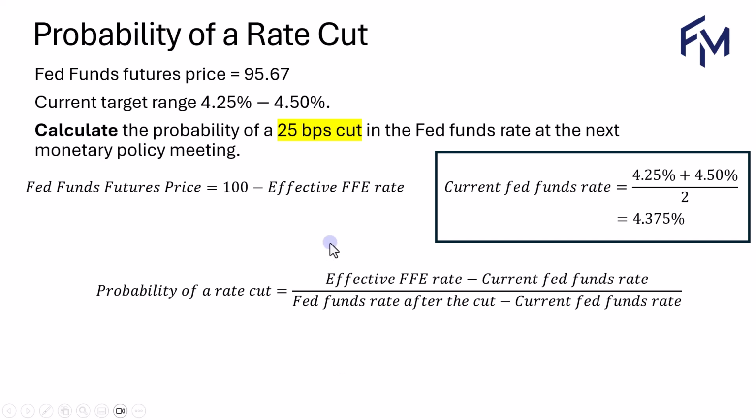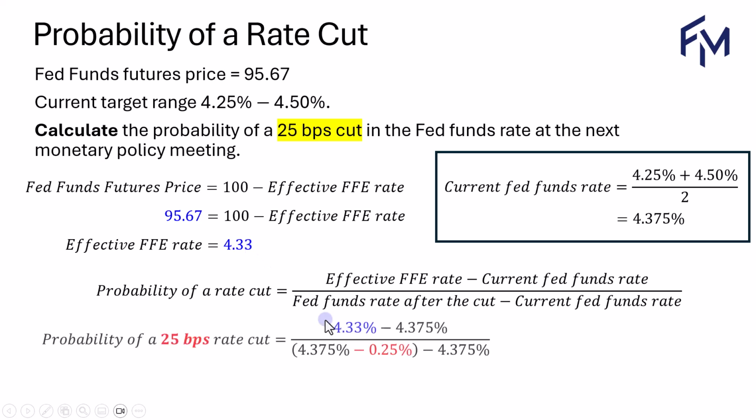Now, what if we're looking for a 25 basis point cut and the Fed funds futures price is 95.67? So now we're going to repeat the same process. We'll get the effective Fed funds rate implied in the futures price. So that's 95.67 for the futures price, and that gives us an effective Fed funds rate of 4.33%.